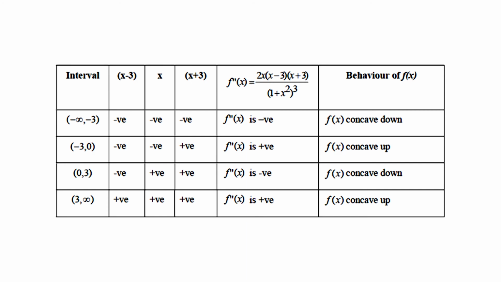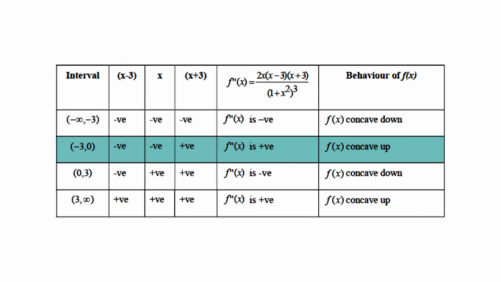The above conclusions can also be verified from the following table. In the interval (−∞, −3), x − 3 is negative, x is negative, x + 3 is negative. Hence, f''(x) = 2x(x − 3)(x + 3)/(1 + x²)³ is negative. Thus, f(x) is concave down.